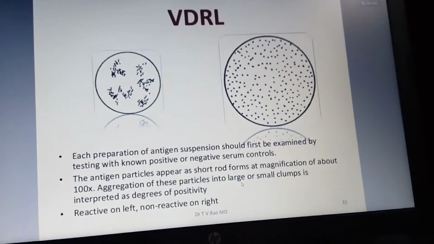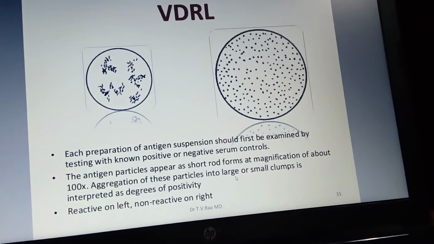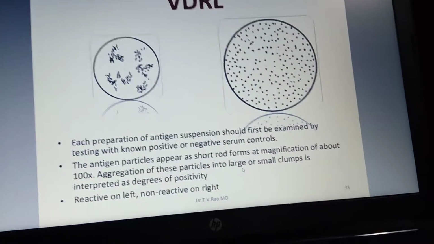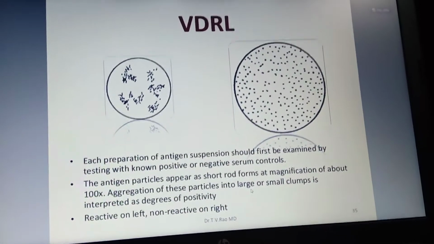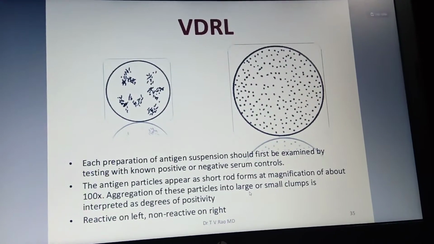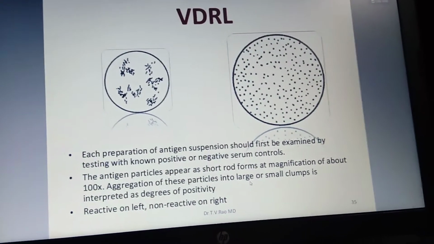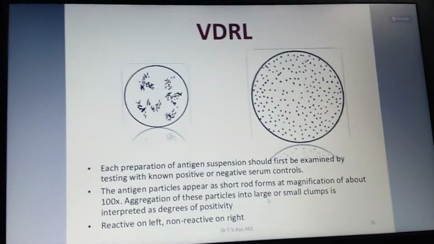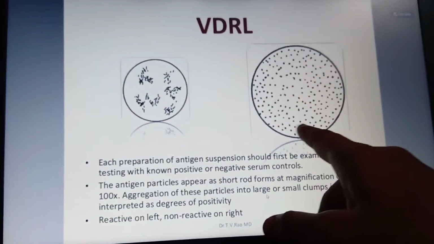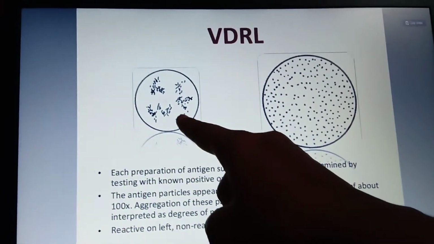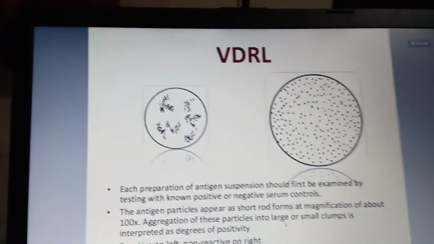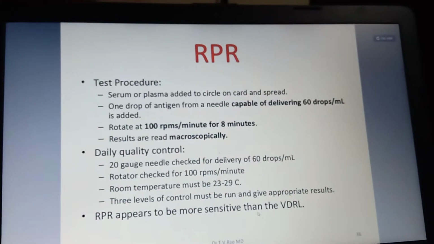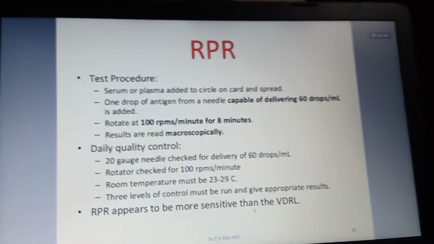Okay, VDRL test is also the same. So they are going to take a serum sample and a rotator will be there. They take it and keep it in the test sample: reactive on the left, non-reactive on the right. Like that they are going to differentiate, and they are going to see the structure of the Treponema pallidum under a fluorescent microscope.